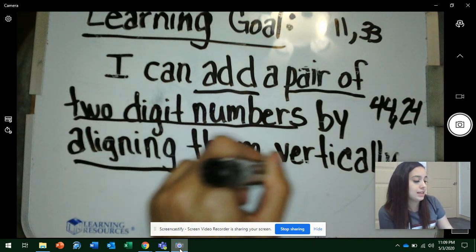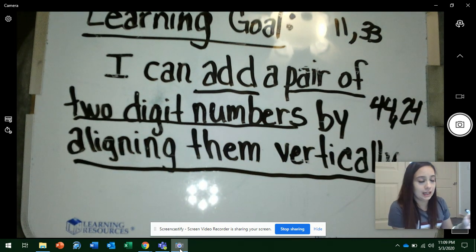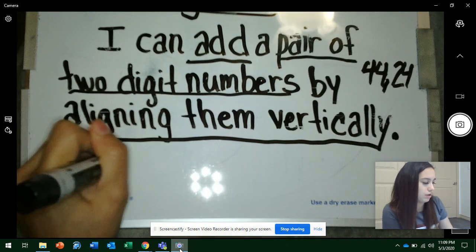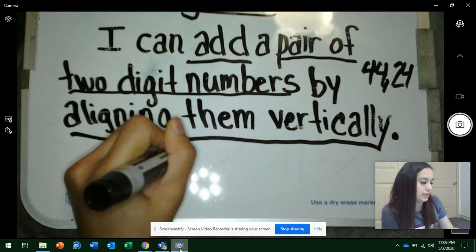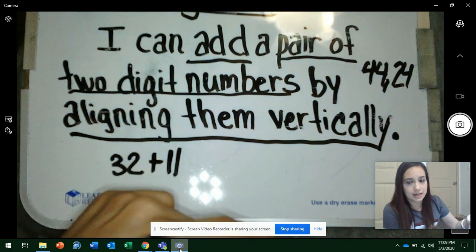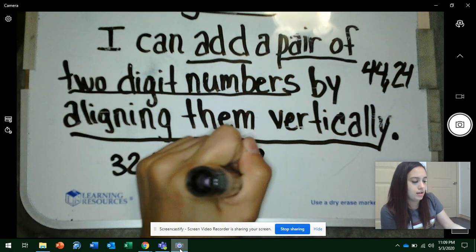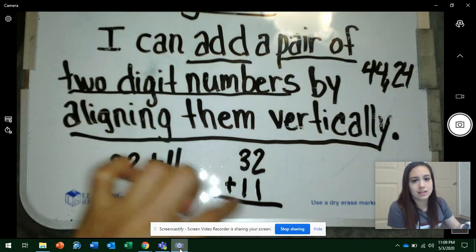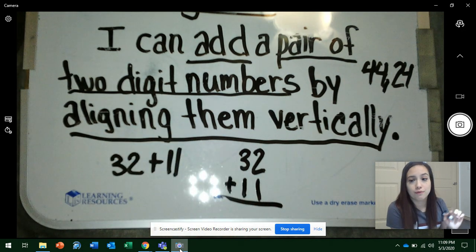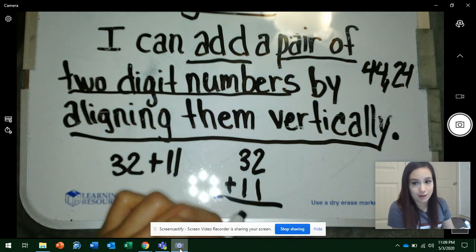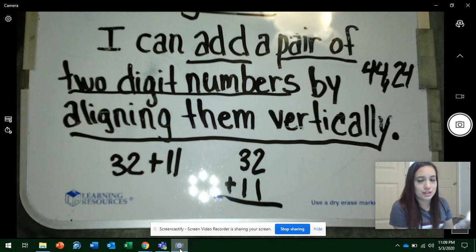By aligning them vertically, meaning that instead of working them out like we always do, this is how we always do, 32 plus 11, we're going to align them going up and down, going 32 plus 11, like this. So this is our learning goal for today, and for you to be able to work this problem out when it's written this way, okay? So we did it with the pictures on Friday. Now we're just going to add to that learning.